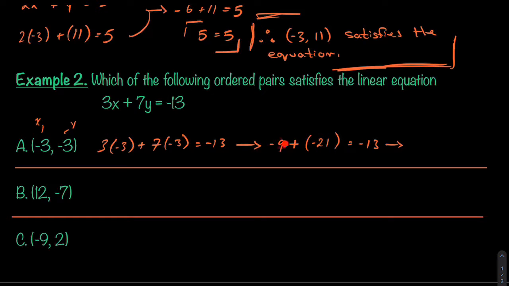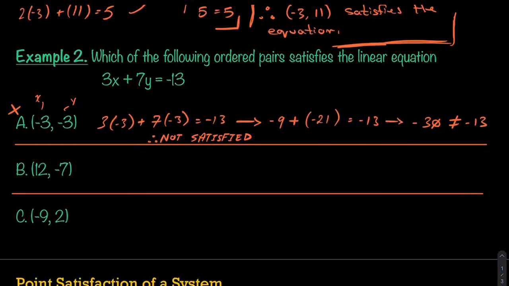Negative 9 plus negative 21. Well, a positive and a negative multiplied against each other is just going to give us a negative. So we're at negative 9 minus 21. So what's that going to get us? That's going to get us negative 30. And we know that that does not equal negative 13. So therefore, not satisfied. Okay, so that one's out, right?